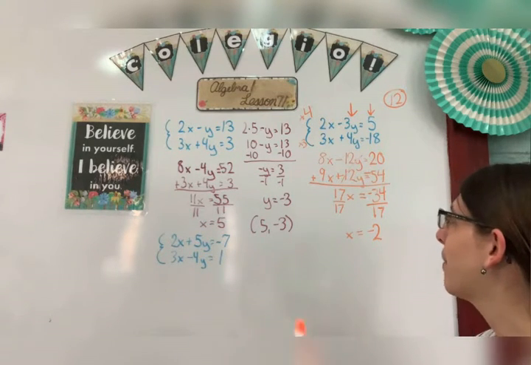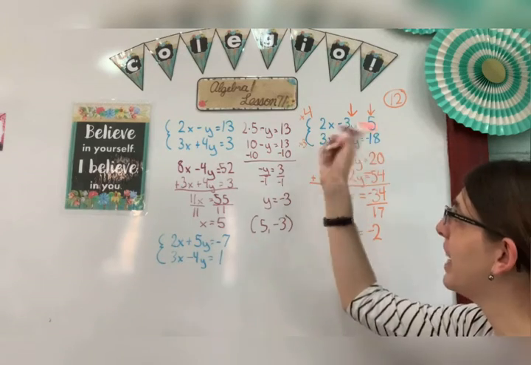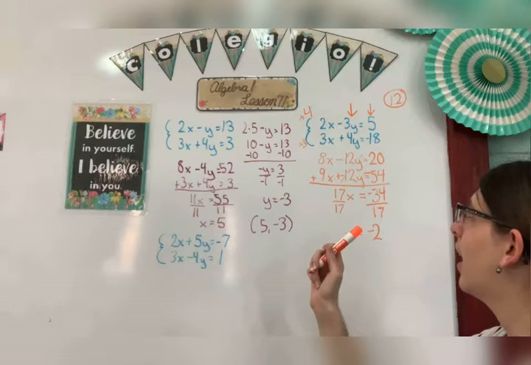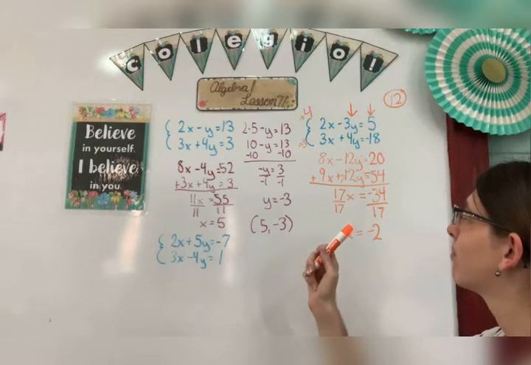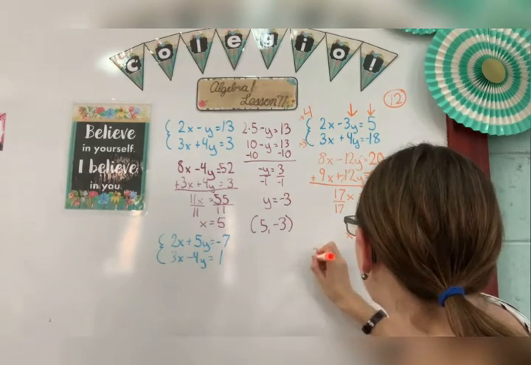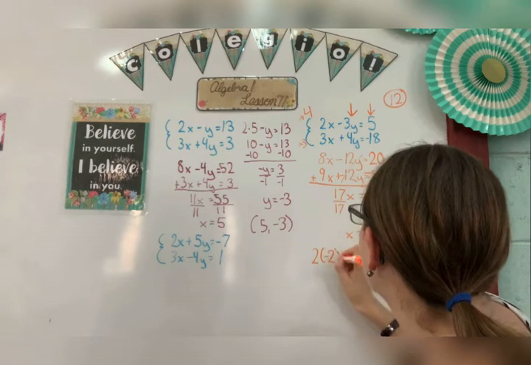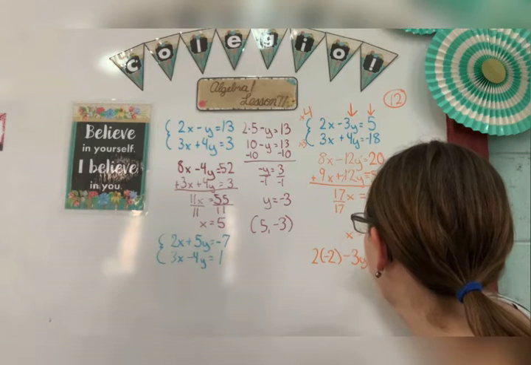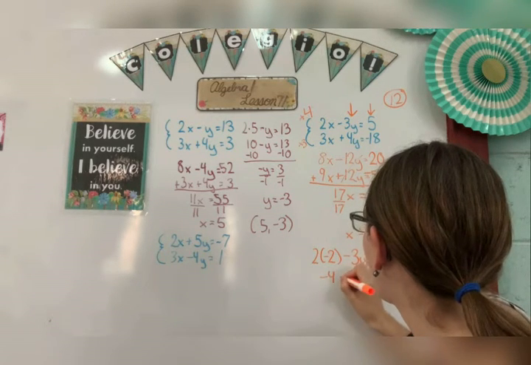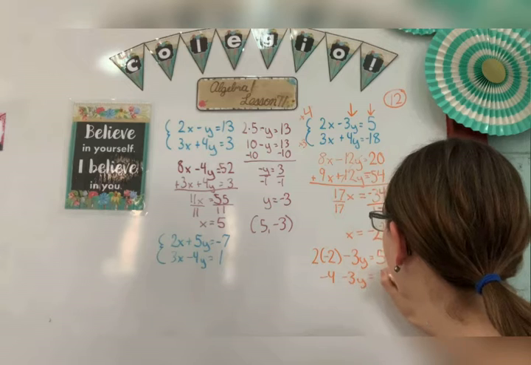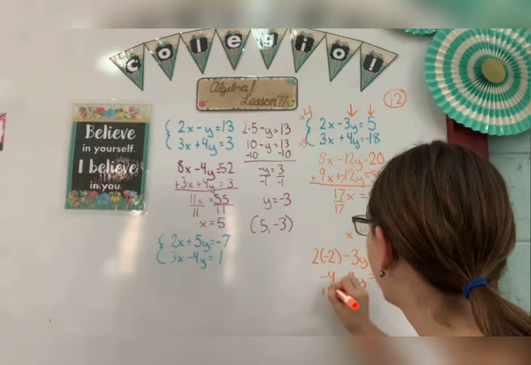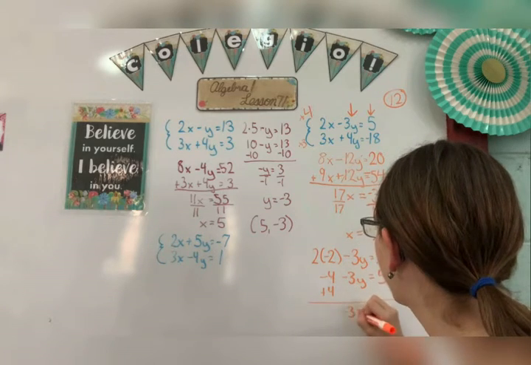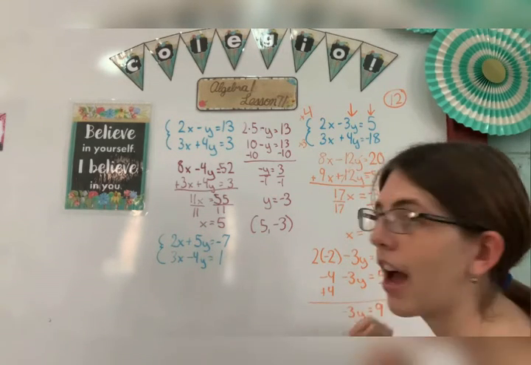All right, so now I'm gonna put negative 2 in place of x in any of these equations. It doesn't matter. I'm gonna put it in the first one. So I have 2 times negative 2 minus 3y equals 5. 2 times negative 2 is a negative 4 minus 3y equals 5. Add 4. I get negative 3y equals 9.